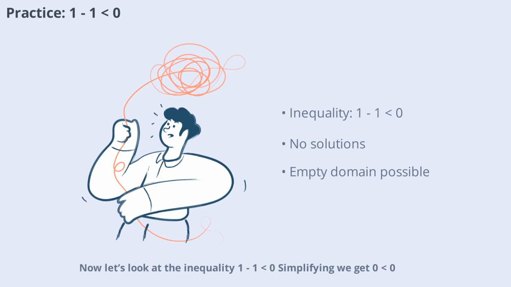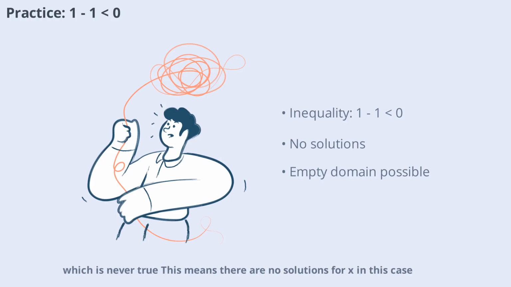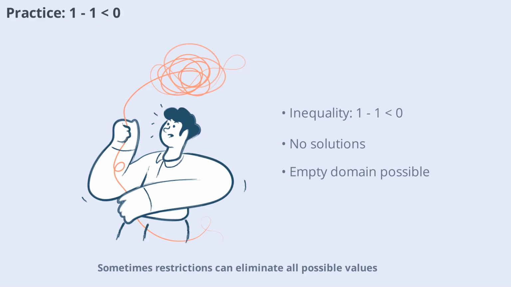Now let's look at the inequality 1 < 1, or 0 < 0. Simplifying, we get 0 < 0, which is never true. This means there are no solutions for x in this case. Sometimes, restrictions can eliminate all possible values, resulting in an empty domain. Always check your work to ensure you interpret the results correctly.